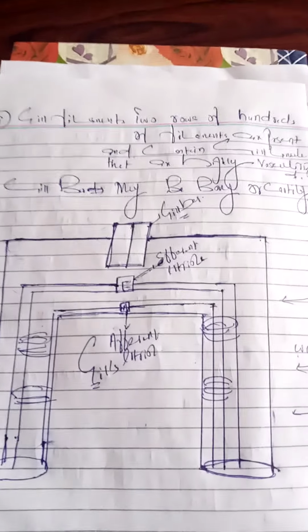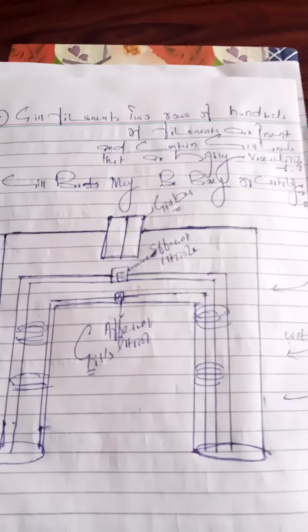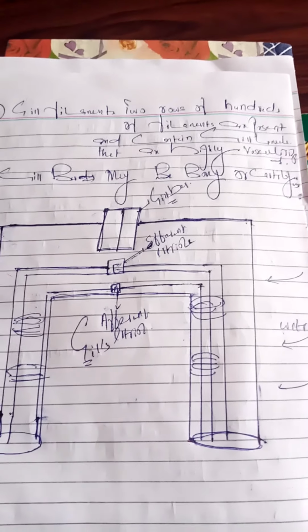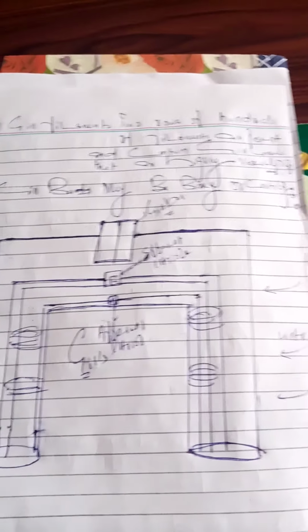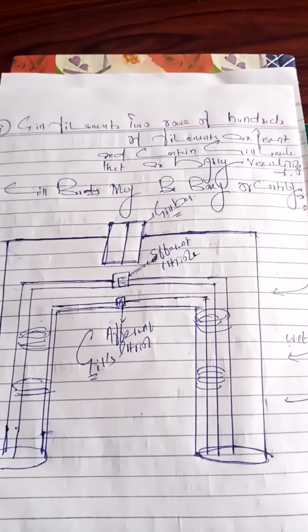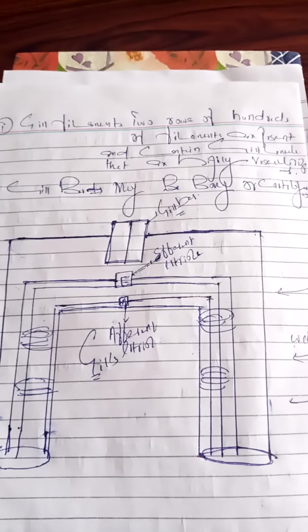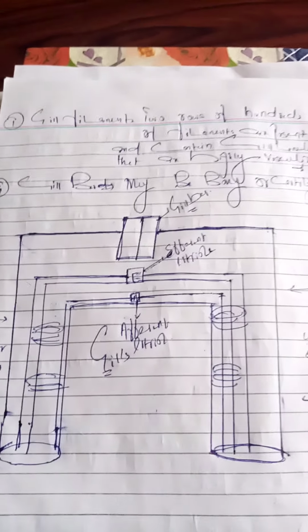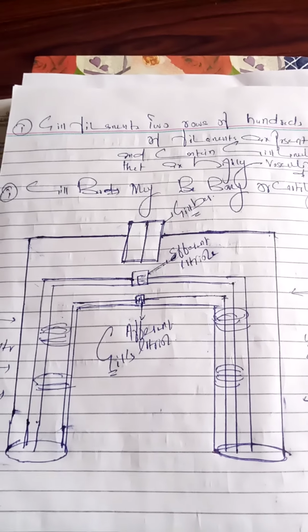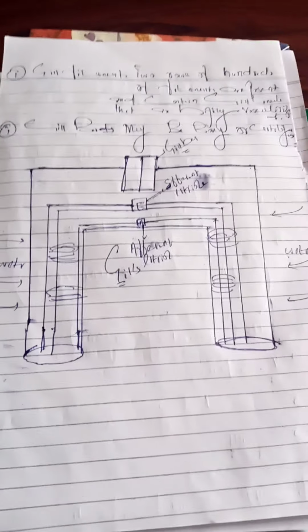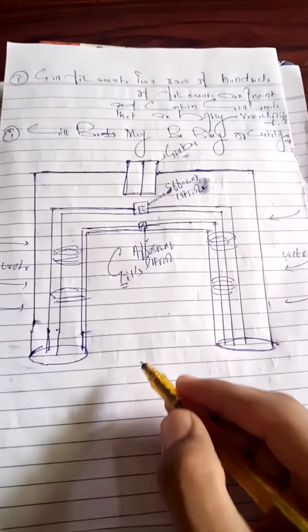What are the gill filaments? There are about 2 rows of hundreds of filaments present, and they contain gill lamella that are highly vascularized. Means there are 2 rows of gill filaments, but hundreds of filaments are present, like we can see here.